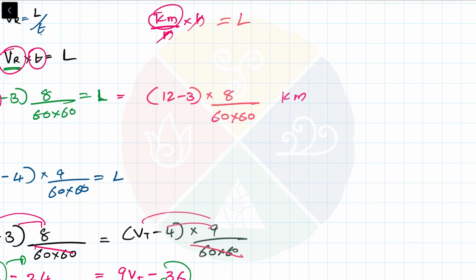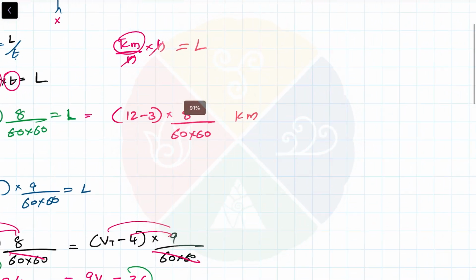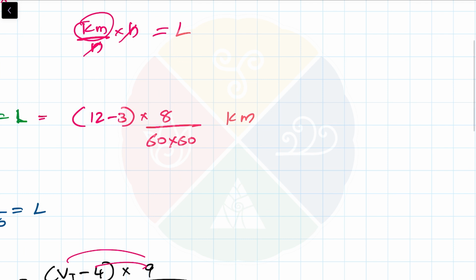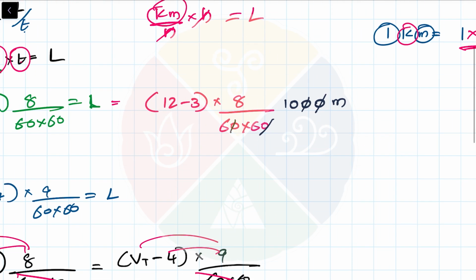But the question is giving the options in meters, since it's a small distance, so again I have to convert the unit. 1 kilometer is equal to 1000 meters. If I replace kilo with 1000, this many meters will be the length. Now if I solve it, the zeros are gone. 12 minus 3 is 9, so you will get 9 into 8 into 10 by 6 into 6.